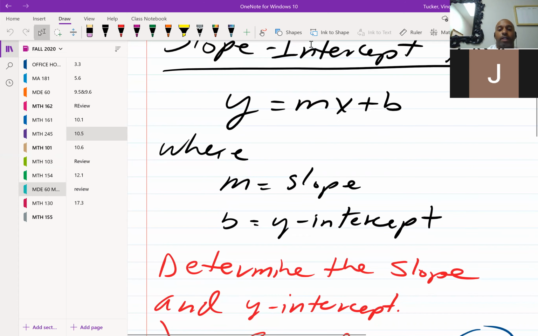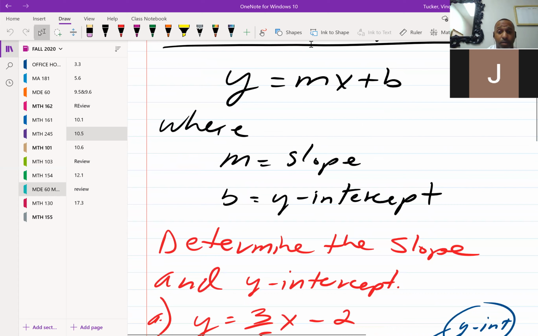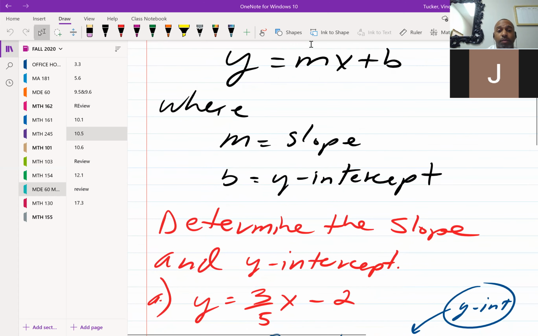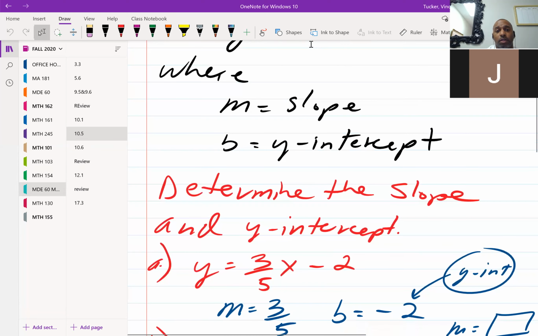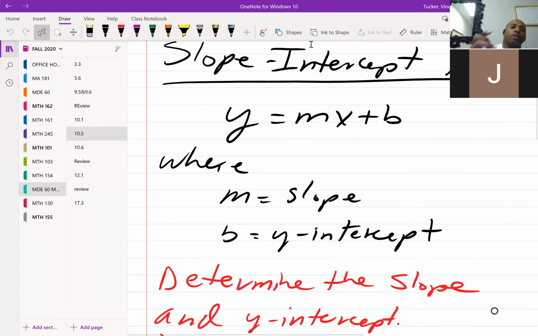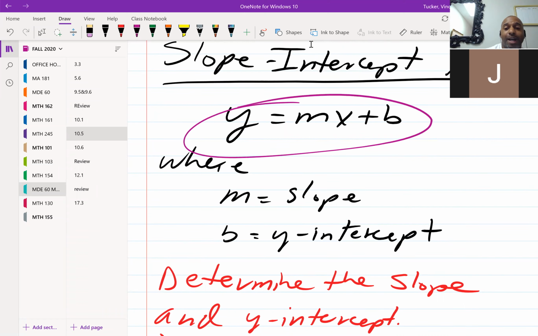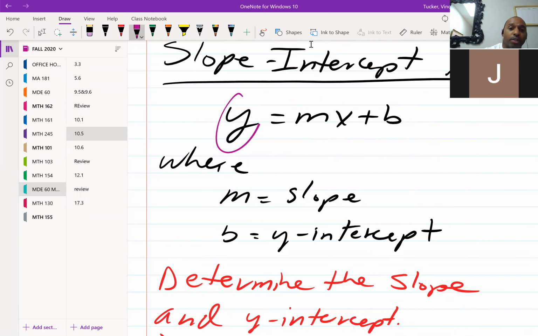An exercise that they could ask of you when dealing with the slope-intercept form is to determine the slope and the y-intercept. Now notice, the deciding factor for whether it's in slope-intercept form is if your equation is solved for y, and simplified as much as possible. That means whatever's attached to x is your slope, and the other number is your y-intercept.